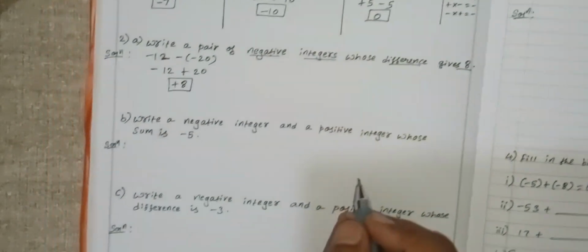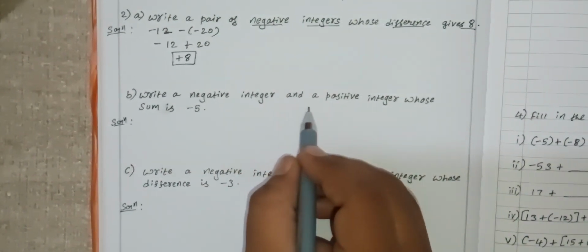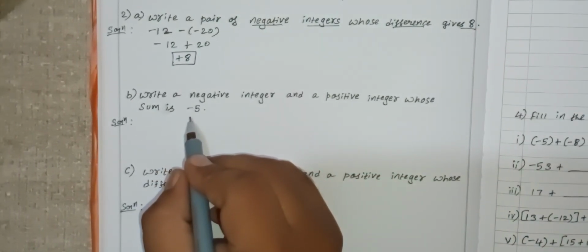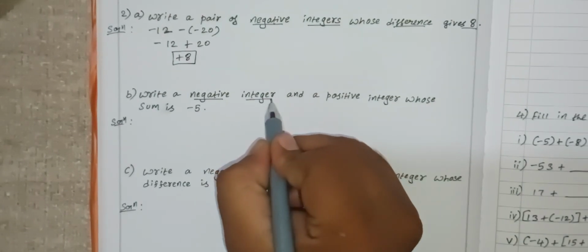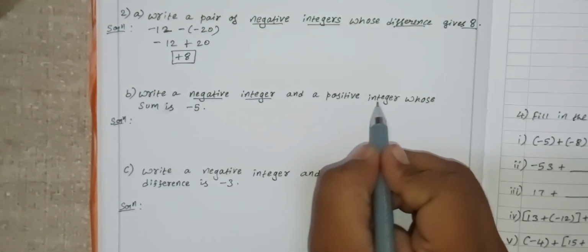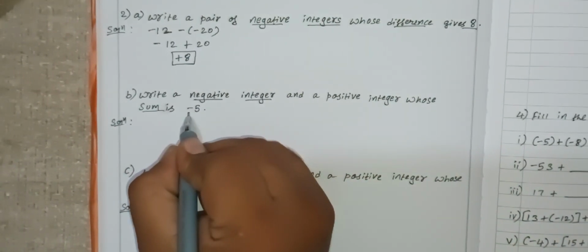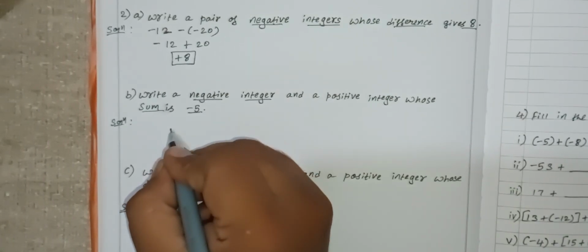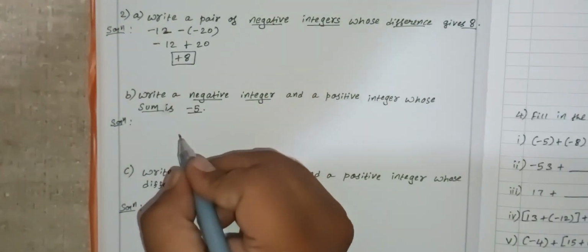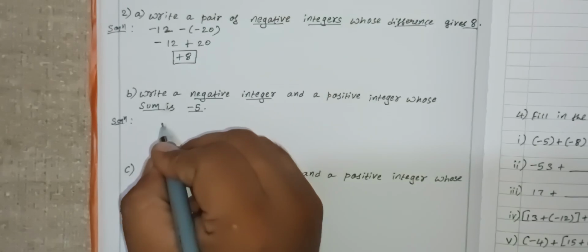Next one, the third: write a negative integer and a positive integer whose sum is minus 5. Now it is asking for the sum. So one negative and one positive integer, where the sum gives minus 5. Very important, you should know whether the pair of integers can give minus 5 or not. Let us see that.